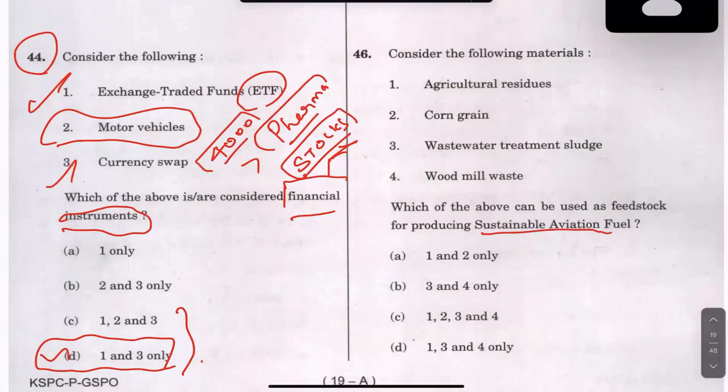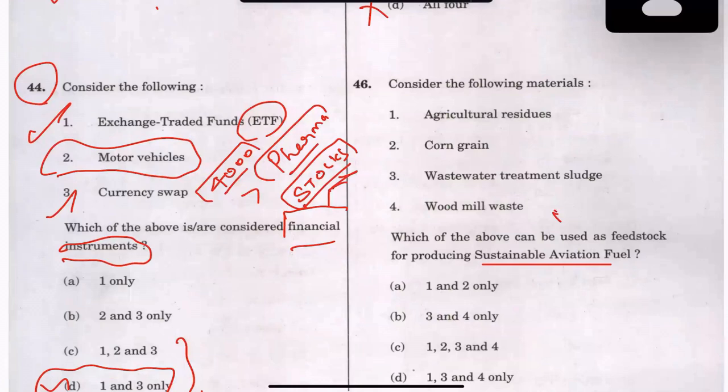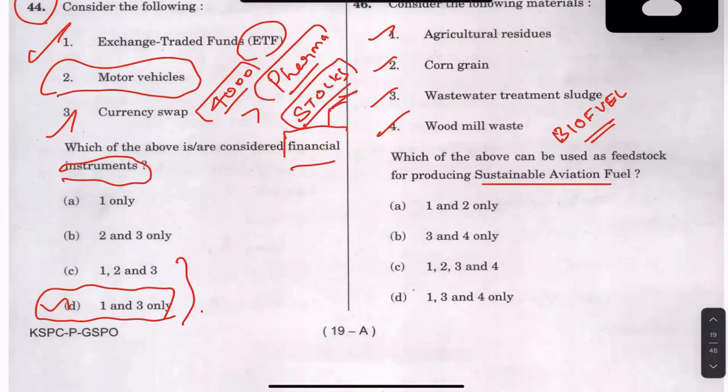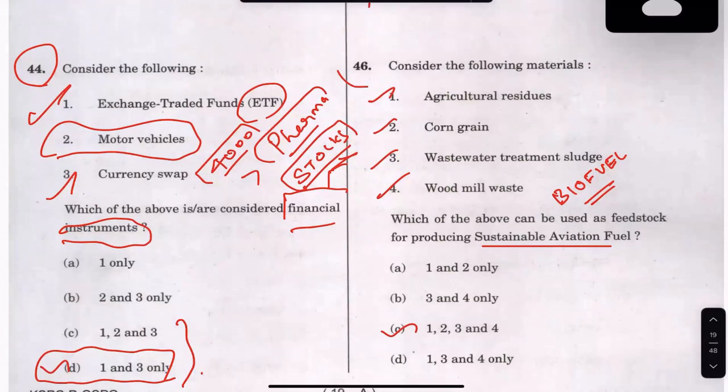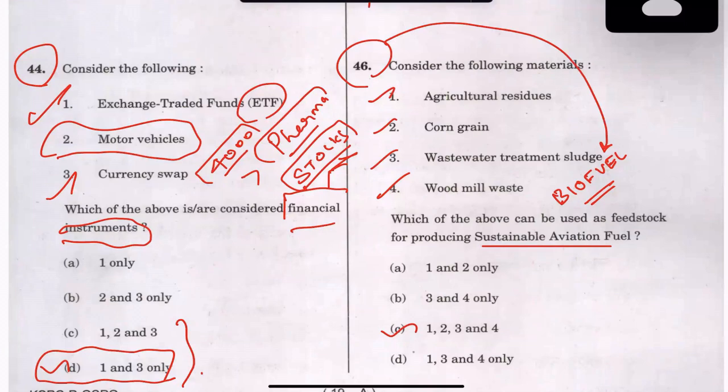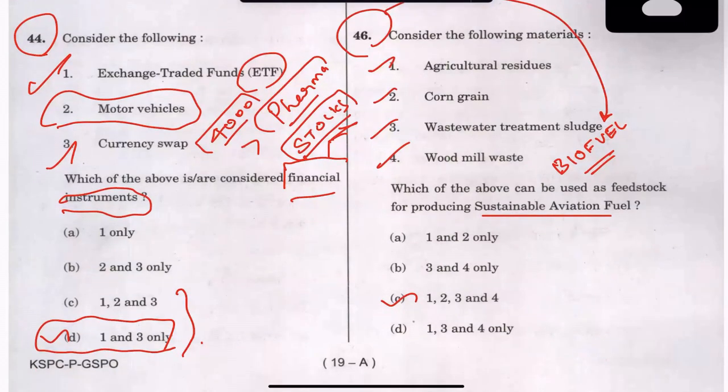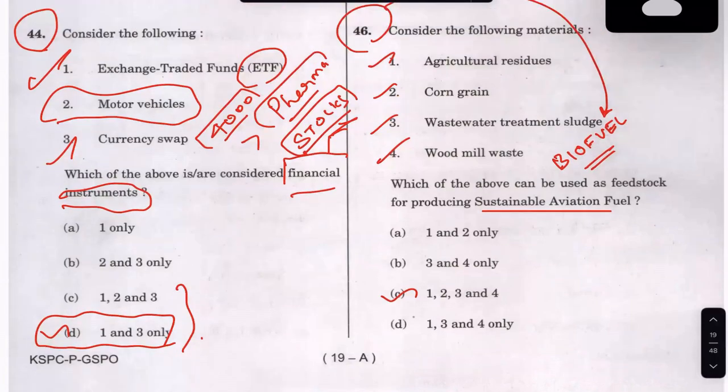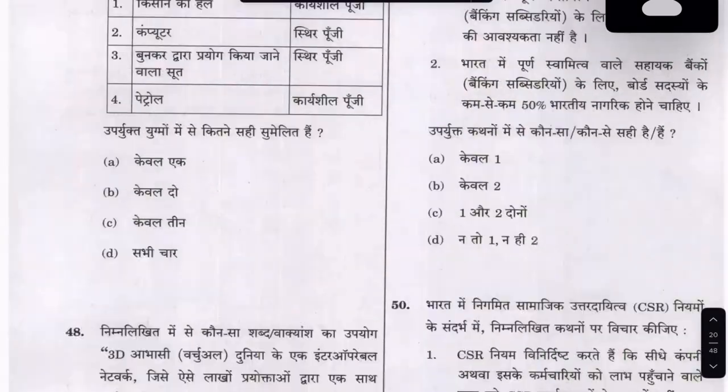Again, sustainable aviation fuel. Anybody who has seen the biofuel policy would understand that these things are there in that 1, 2, 3, 4. It's a very straightforward question. You will have to know what this biofuel policy is. You please check it today. It's a very important concept. I knew all these things because it is all mentioned in that. So I will take this question as well.